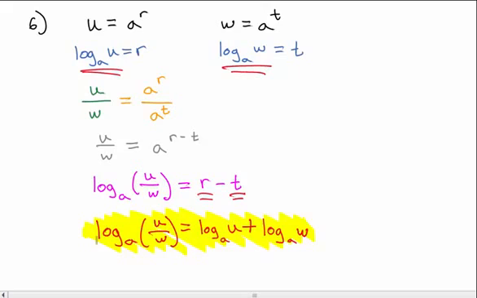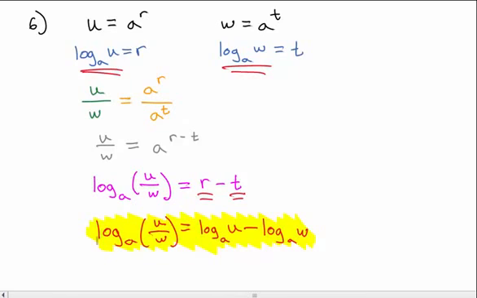In other words, if we're dividing two things inside a log, whoops, big mistake there. It was a minus in the problem. It should still be a minus. There we go. Minus, minus, minus. It was r minus t. If we're dividing two things inside a log, it's the same as subtracting two individual logs.